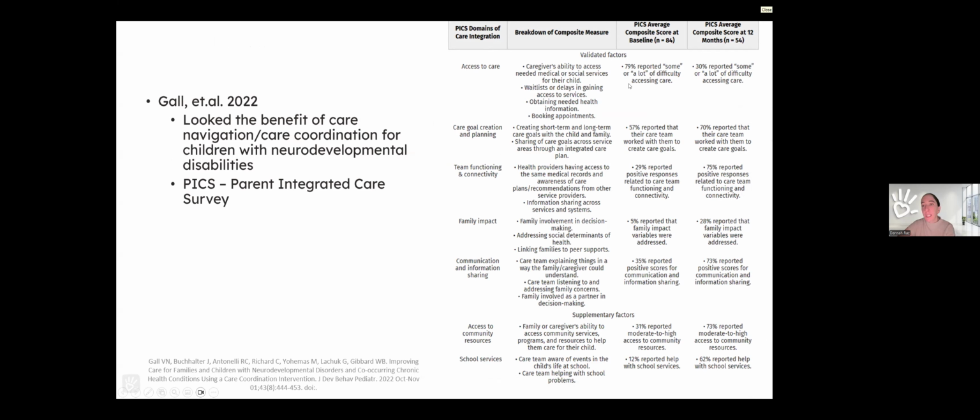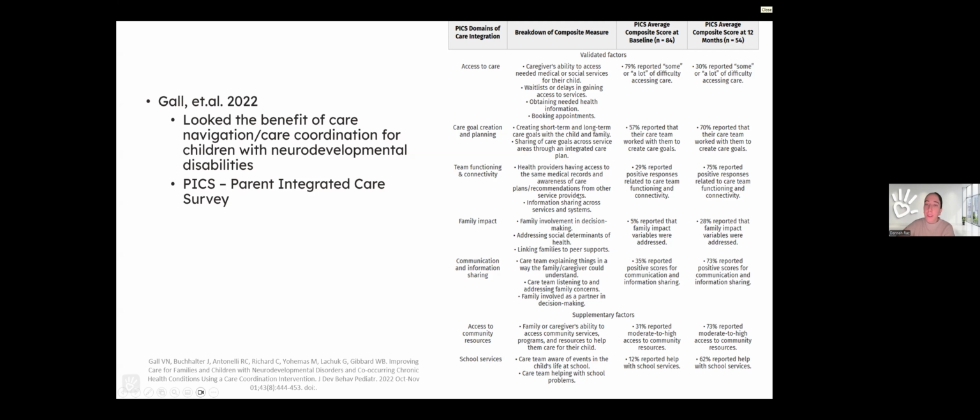At baseline, 79% reported some or a lot of difficulty doing this, and then after care navigation of 12 months, only 30% did. Care goal creation and planning, so creating short-term and long-term care goals, and then sharing these goals across service areas through an integrated care plan. So 50% at baseline reported that their care team worked with them, and then it was up to 70%.